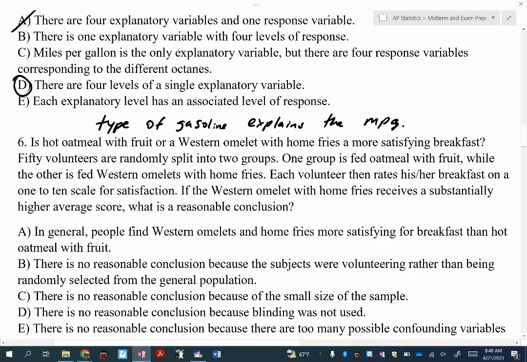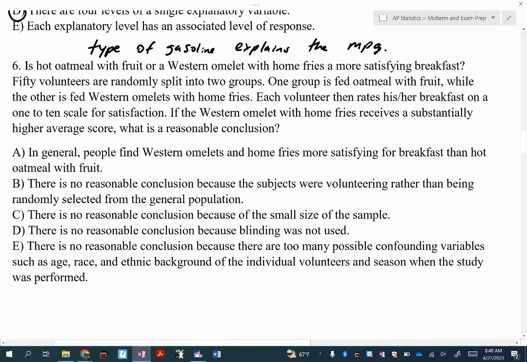All right, number 6. We're talking about whether hot oatmeal with fruit or a Western omelet with home fries is a more satisfying breakfast. I think we all would agree on this one.